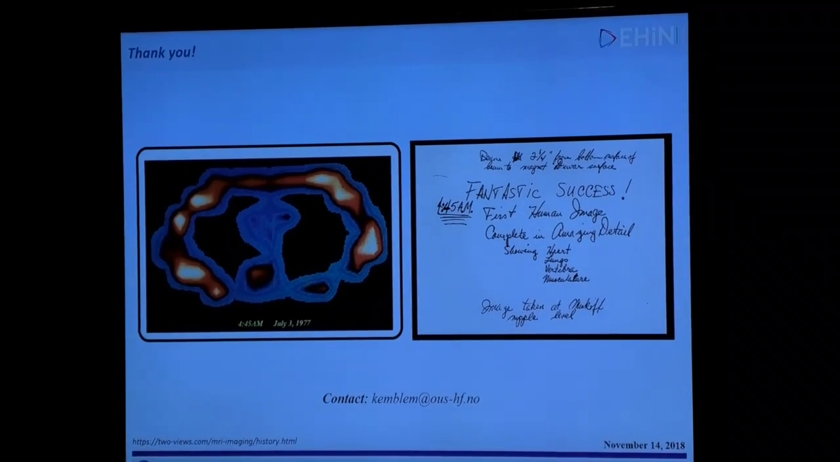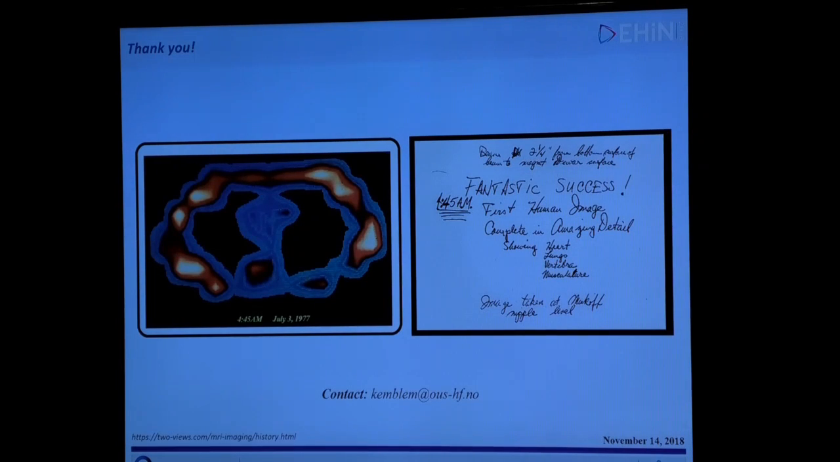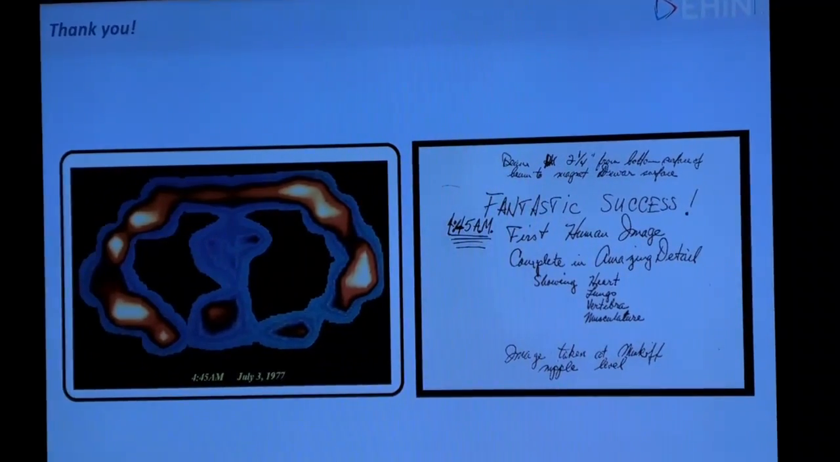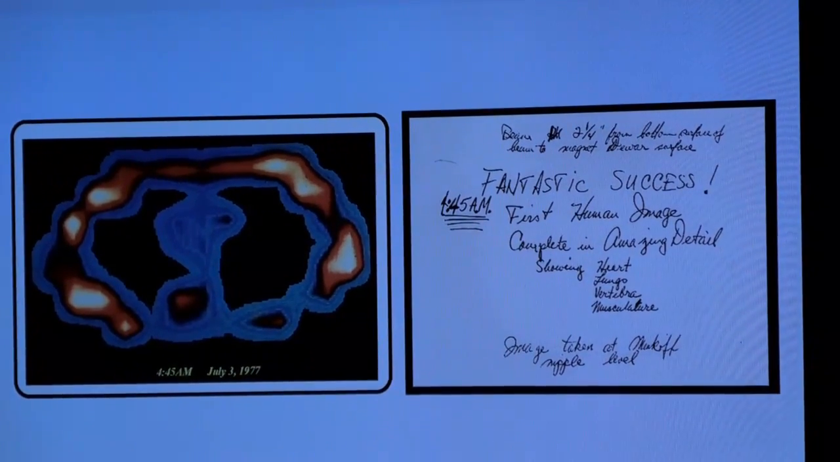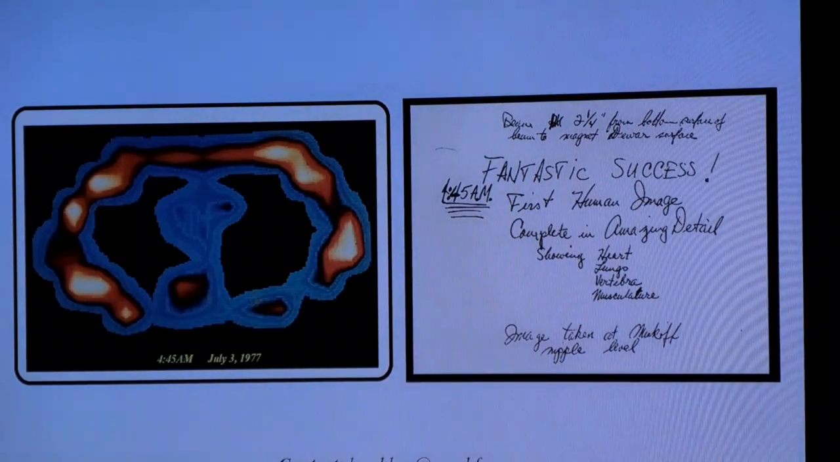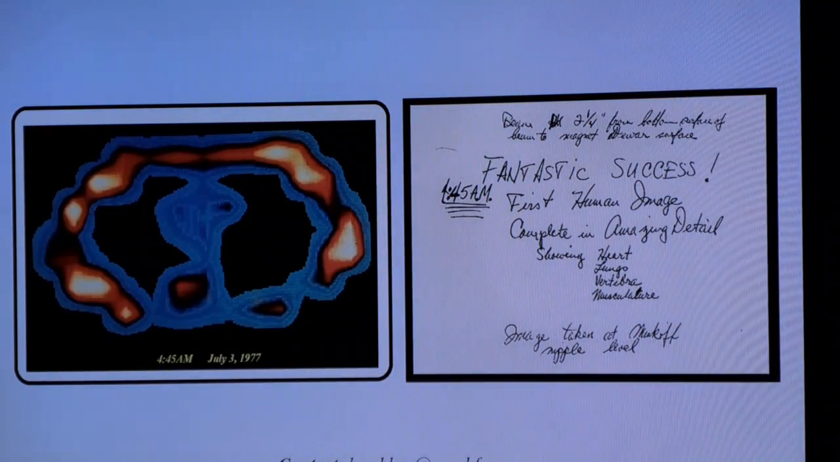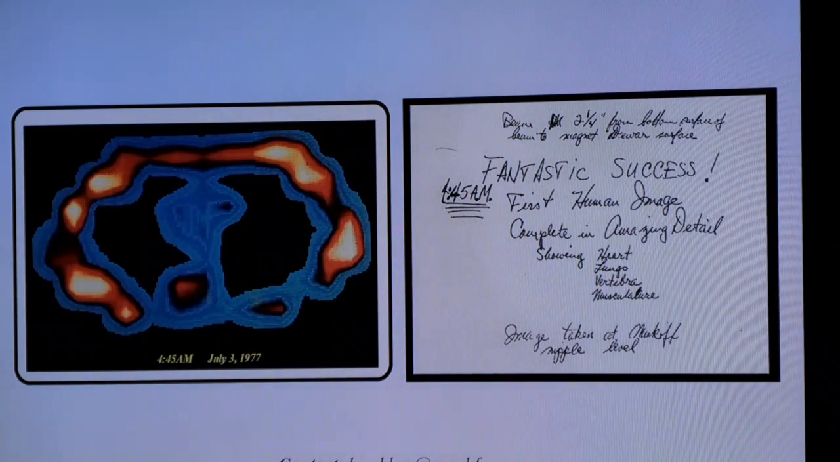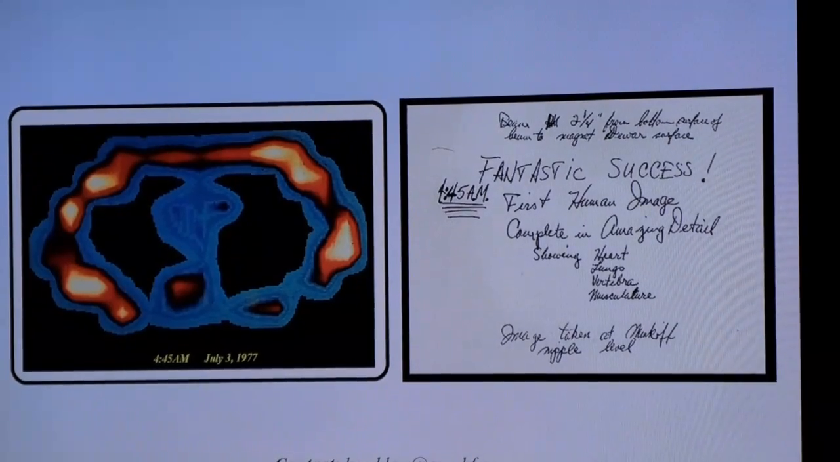So I'll end things with this. Asta showed maybe the first MRI image. This is claimed to be the first clinical MRI. Just to give you a perspective of the history, this was done in 1977. I'll leave you to decide if this is true, but at the time it was considered, as you can read on the right, a fantastic success: first human image, completing amazing detail. So at least it gives you a bit of perspective on where we are at the moment, and it's still a long way to go. So thank you.